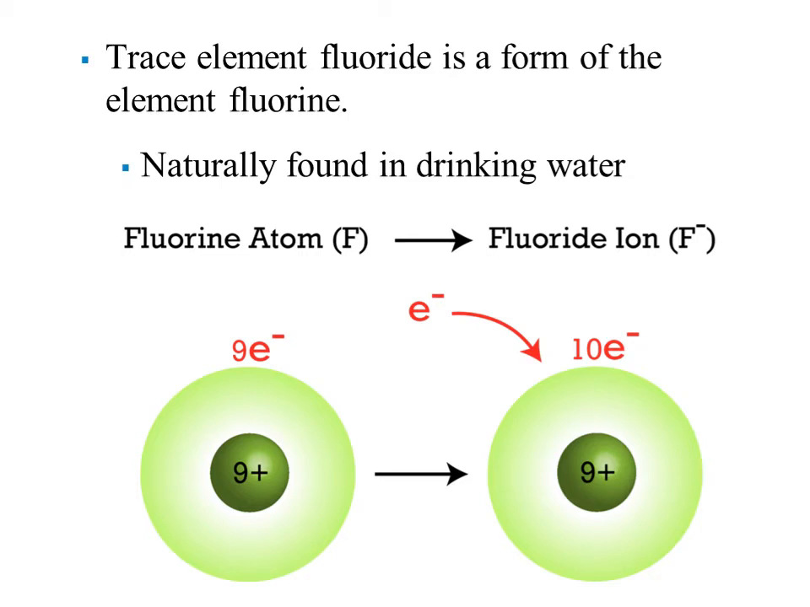Another trace element is fluoride. Fluoride is a form of the element fluorine. Fluorine is naturally found in drinking water. The difference between fluorine and fluoride, look at the image. Fluoride has received an extra electron in its outermost shell. That is the only difference. Remember, in order to make an element a different element, you must add proton number.